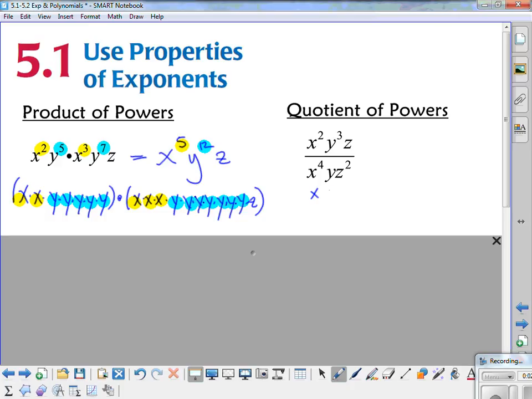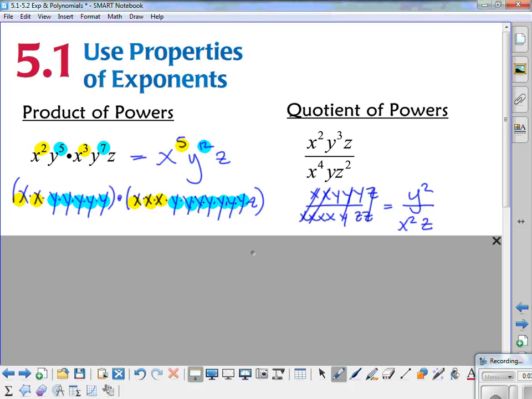I've got x times y times y times y times z on the top. I've got 4 x's on the bottom, a y, and 2 z's. And then whatever's the same on the top and the bottom, you can cancel out. I've got those two, I've got a y I can cancel out, and a z I can cancel out. So what am I left with on top? Y squared. And on the bottom I have x squared z.